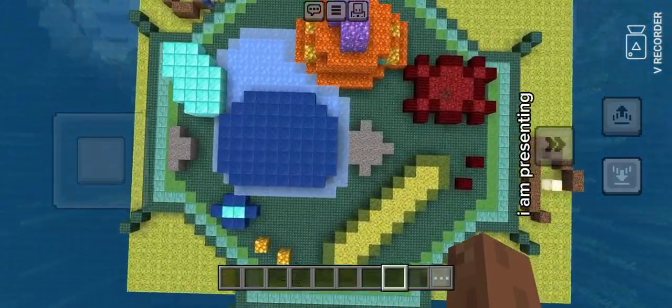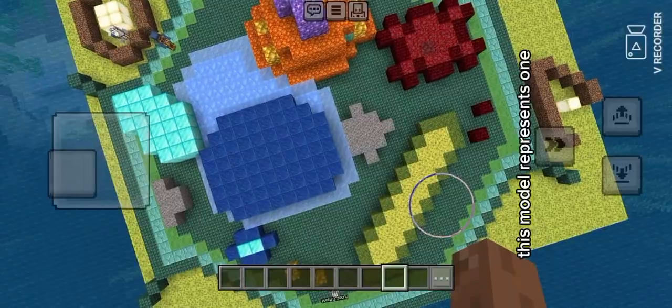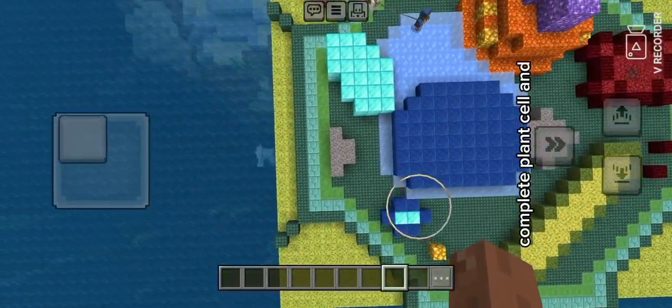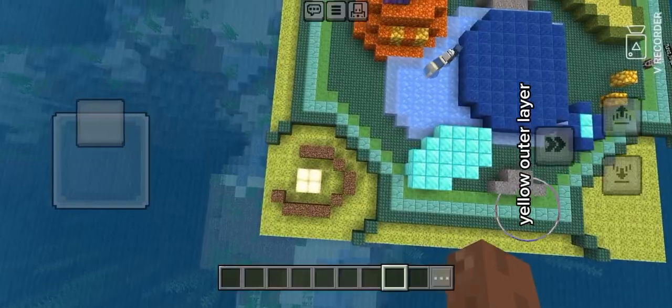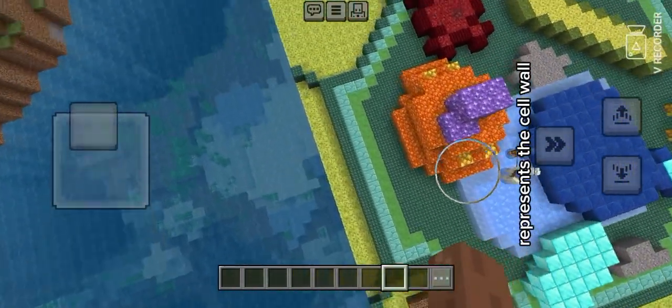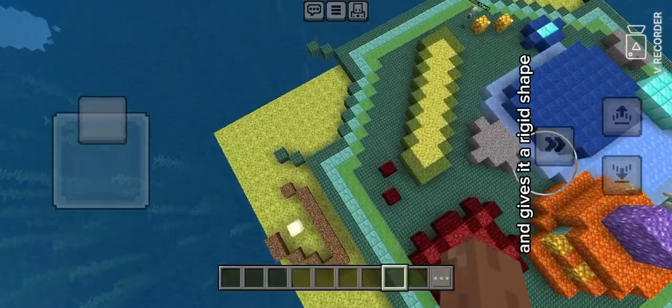Hello, today I am presenting my plant cell model made in Minecraft. This model represents one complete plant cell and all of its main organelles. First, the large yellow outer layer represents the cell wall. The cell wall protects the cell and gives it a rigid shape.